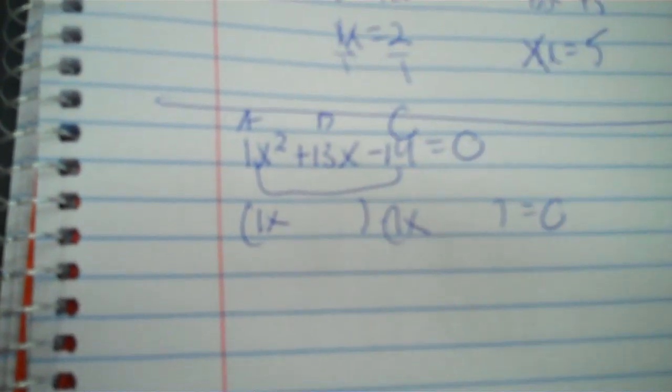Okay, next one, two more. X to the second power plus 13x minus 14 equals 0. So I got two answers. So 1x, 1x. Okay, 1 times negative 14 is negative 14. Okay, so it's a minus trying to get to 13. I don't have to go very far.